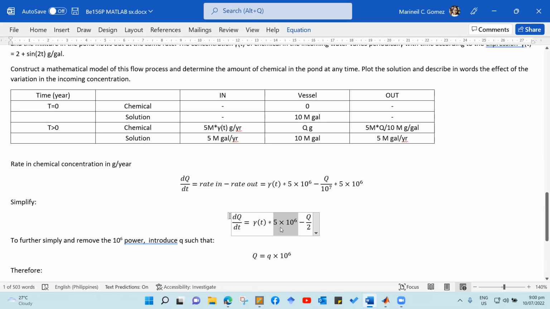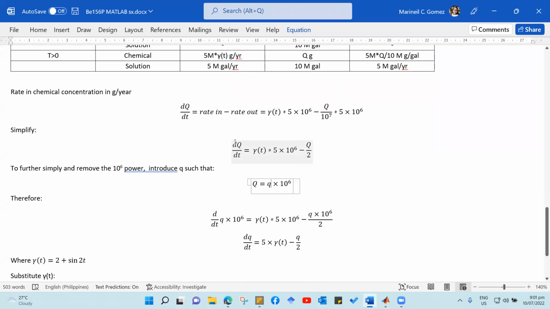However, the problem here is this one. It's quite a large value, really quite problematic. So to further simplify it and remove this pesky 5 times 10 to the 6th power, let's have this variable q such that we can replace the large Q, the concentration, with q in terms of a million. So Q is q times 10 to the 6. I'll substitute all large Q with a small q times 10 to the 6. So this one is q times 10 to the 6, and this one is q times 10 to the 6. All of the terms now have times 10 to the 6, and then we cancel them all out. And now we have this value.